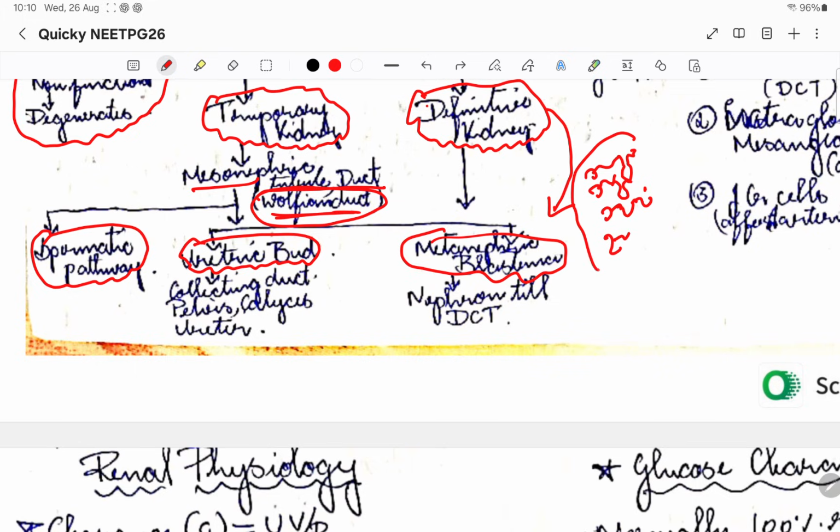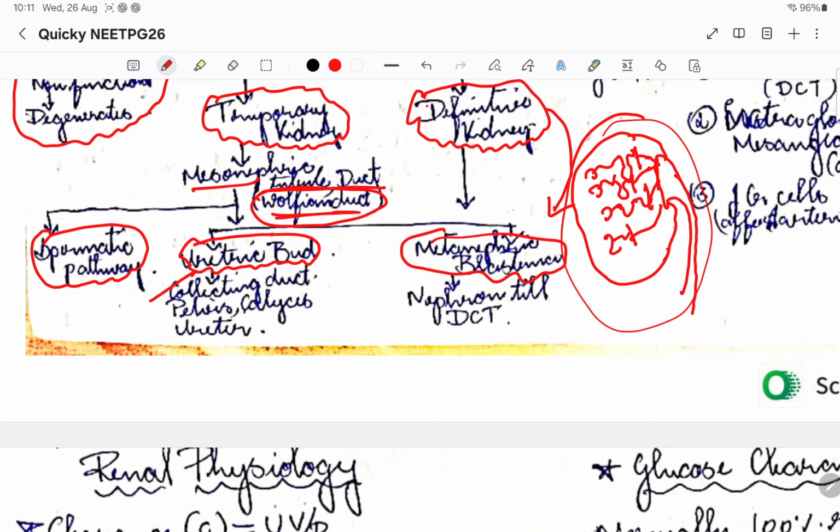collecting duct, all the collecting ducts will together form the renal pelvis, right? So renal calyces and pelvis. The renal collecting duct will form the calyces first, and then the renal pelvis. That is how the development of the kidney will be, and finally it will start draining, and the ureter also will be formed by the Wolffian duct. So this is how the embryogenesis of the kidney will occur.